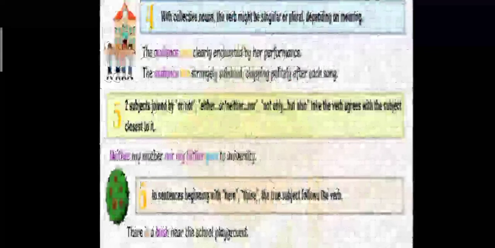Two subjects joined by or, nor, either or, neither nor, not only but also: the verb agrees with the subject closest to it. Neither my mother nor my father goes to university. In the sixth rule, in sentences beginning with here or there, the true subject follows the verb. There is a bush near the school playground.